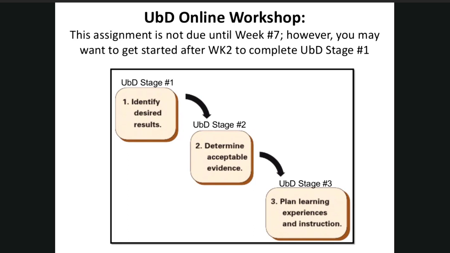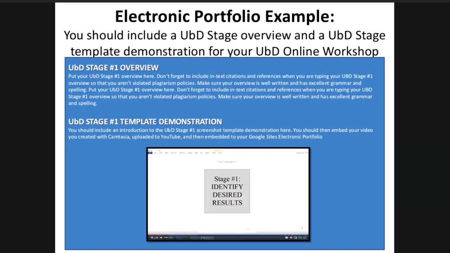So the assignment for week 7 requires you to take the UBD Word document for stage 1 and use Camtasia to do that video where it looks like somebody's looking over your shoulder and you are describing it. So they're saying to you, hey, can you tell me about UBD stage 1 template? And you are describing it to them. You can use a blank UBD template or you can include your information. Either one works.